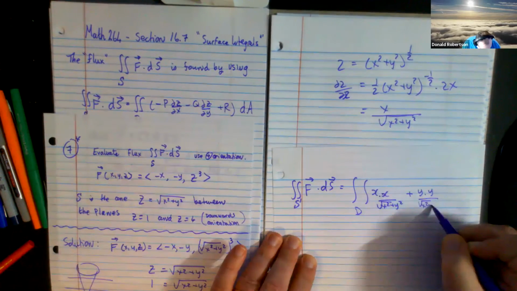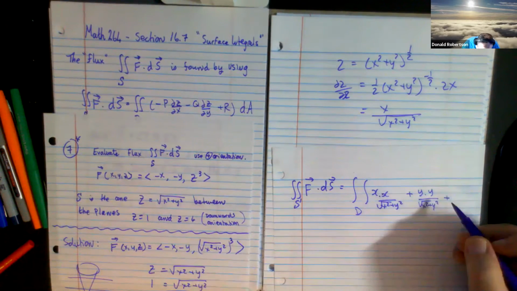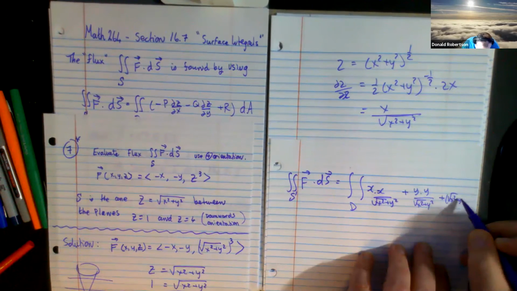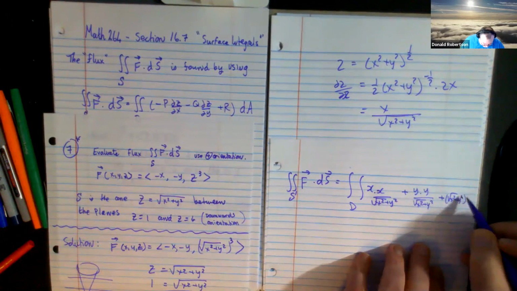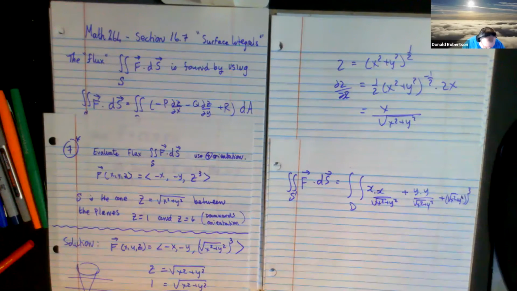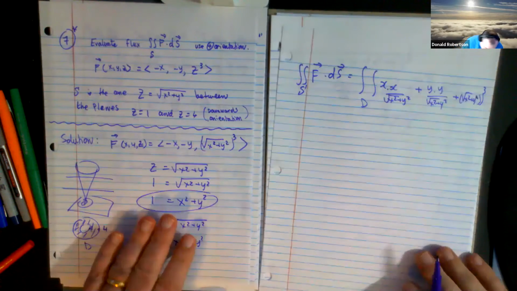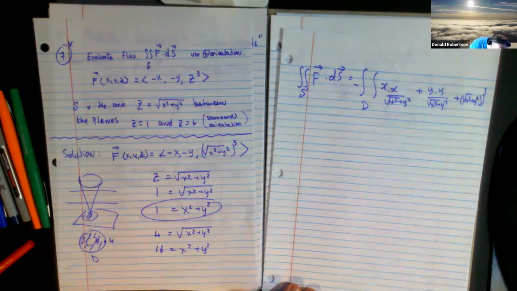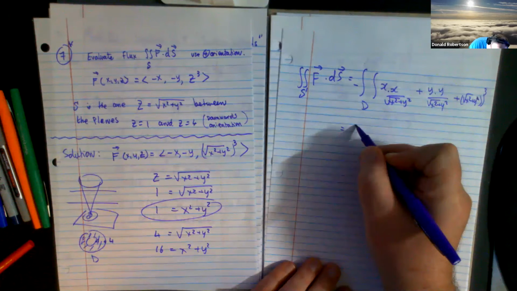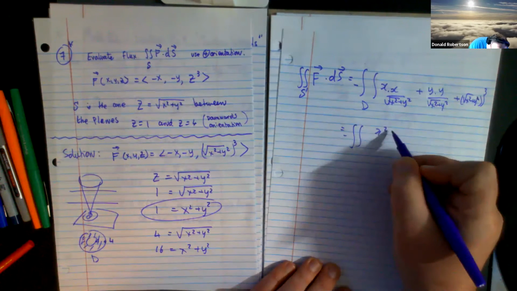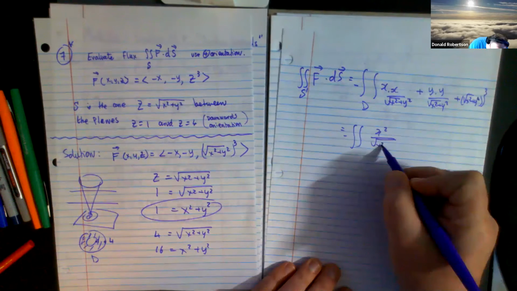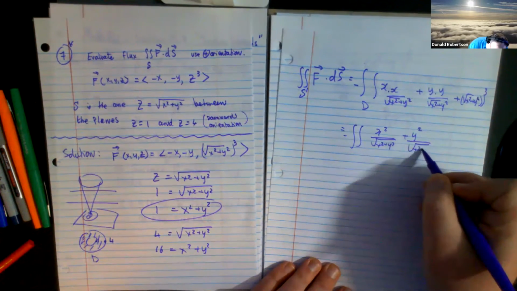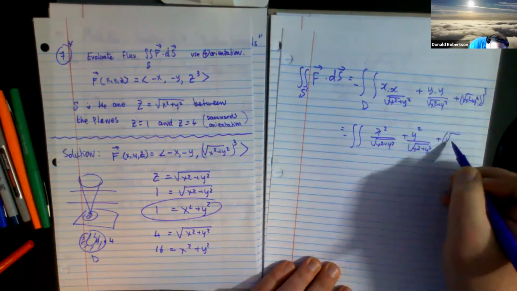And then I'm going to do plus r, and r we've already figured out, it's that guy. Oh, and oriented downwards, so stick a minus in the front. So x squared over this guy plus y squared over this guy plus z cubed.